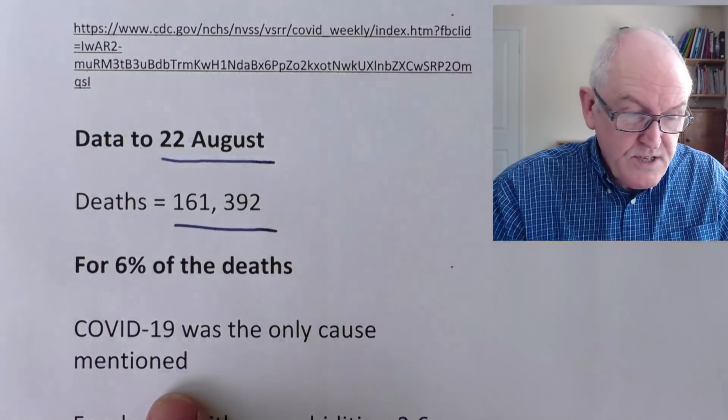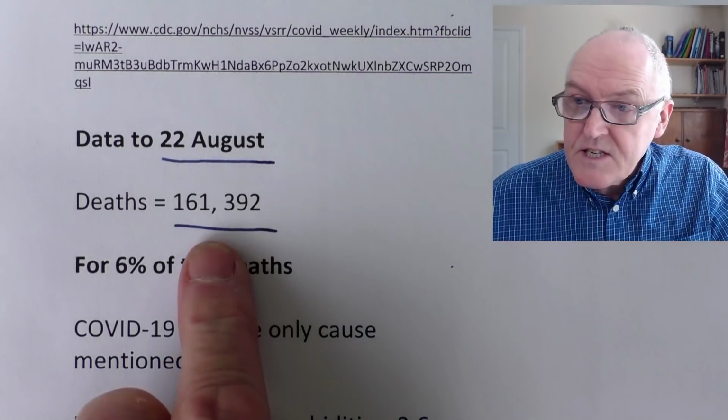So what a lot of the press have picked up on is this 161,000 figure is grossly inflated, and that the real deaths from COVID-19 is only 6% of that. That's what they've picked up on, but it's not that simple. It's 6% of this 161,000 cases, only COVID-19 is mentioned on the death certificate.